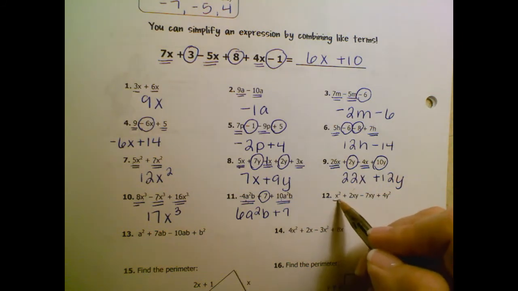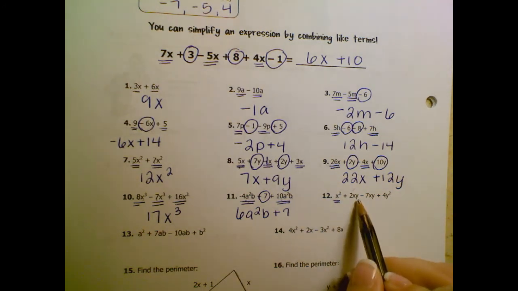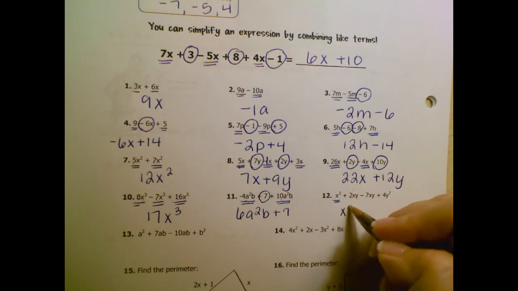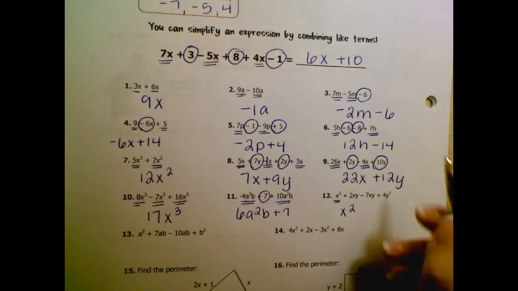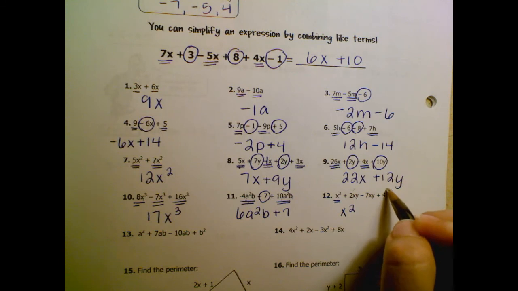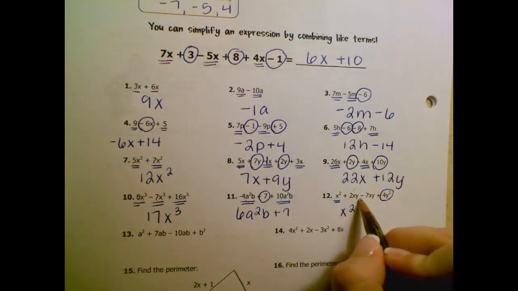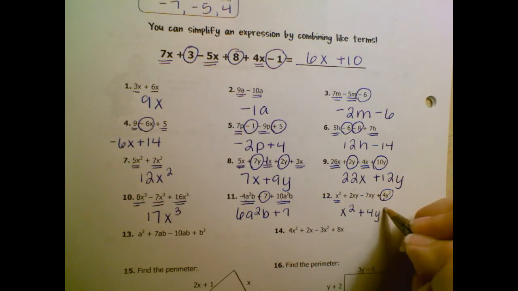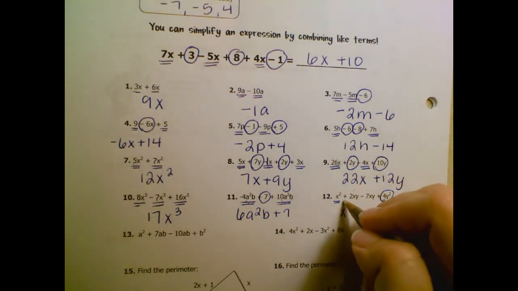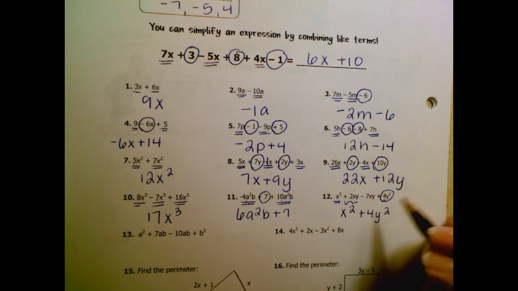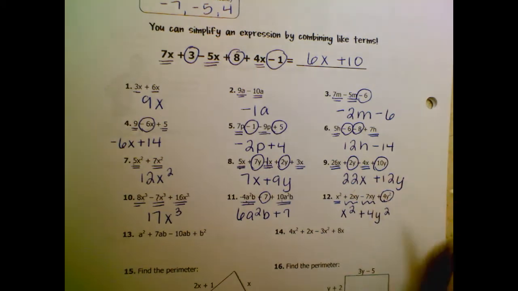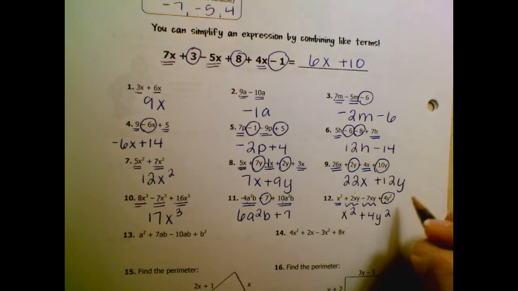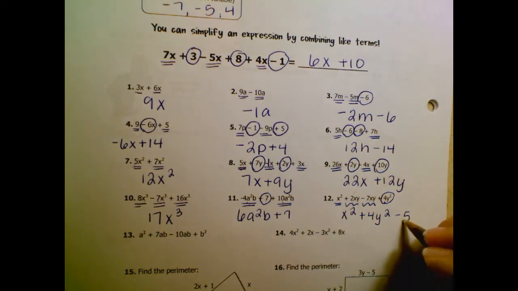Looking at the x squared, I have nothing else that has an x squared, so I'm going to bring that down. I'm going to focus on this y squared. Nothing else has a y squared, so I'm going to bring that down. This is an xy, and this is an xy, so I can combine those two. So 2 minus 7 gives me negative 5.